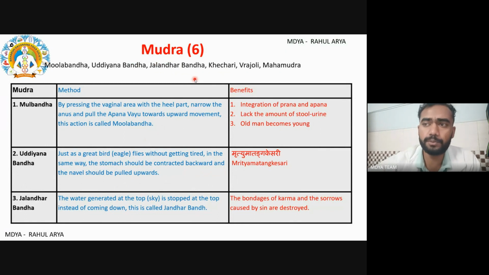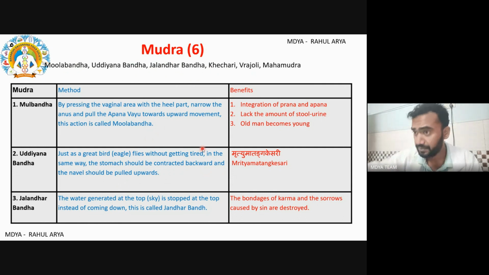There are 6 kinds of mudras in this Upanishad: Moola Bandha, Uddiyana Bandha, Jalandhara Bandha, Khechari, Vajroli, and Mahamudra. I will not give too much time to the methods here; it is the same in the others also. Benefits are the integration of prana and apana, a lesser amount of stool and urine, and the old man becomes young. Same benefits in Uddiyana Bandha: Mrityu Matanga Kesari is the description here.